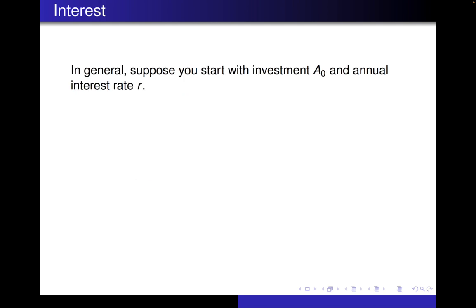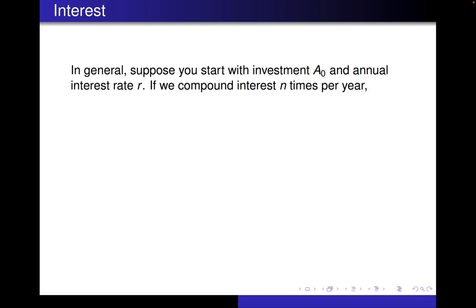Now, in general, suppose you start with an investment A0, so that's your initial amount of money that you have, and your annual interest rate is R. And R is given, in this case, as a fraction, not as a percent. So if you're at 5%, your R is going to be 0.05. If you're at 1%, your R is going to be 0.01.